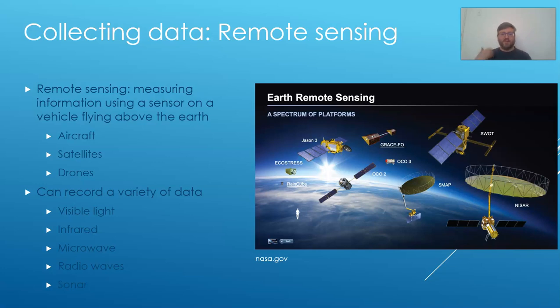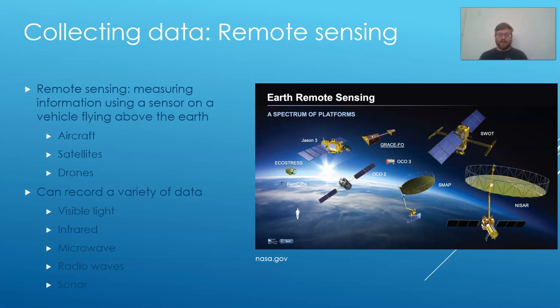And so that vehicle might be an aircraft, like an airplane or a helicopter. It could be a satellite. And in the picture there, you see a bunch of the different satellites that NASA currently operates. They are designed to gather different sorts of data. They have different orbital periods. They have different kinds of sensors on them, gathering different sorts of information. And then other countries also have their own satellites gathering other sorts of information. So we have satellite remote sensing. And then increasingly, we're using drones.